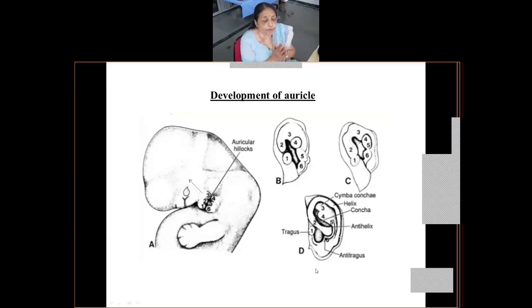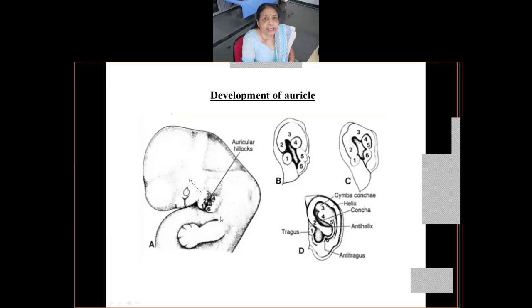So ear is formed from the 6 hillocks surrounding the first cleft. Surrounding the first cleft, there are 6 hillocks. They will unite with each other. They will change their shape and form the external ear or pinna. Not the whole of the external ear, but the pinna.